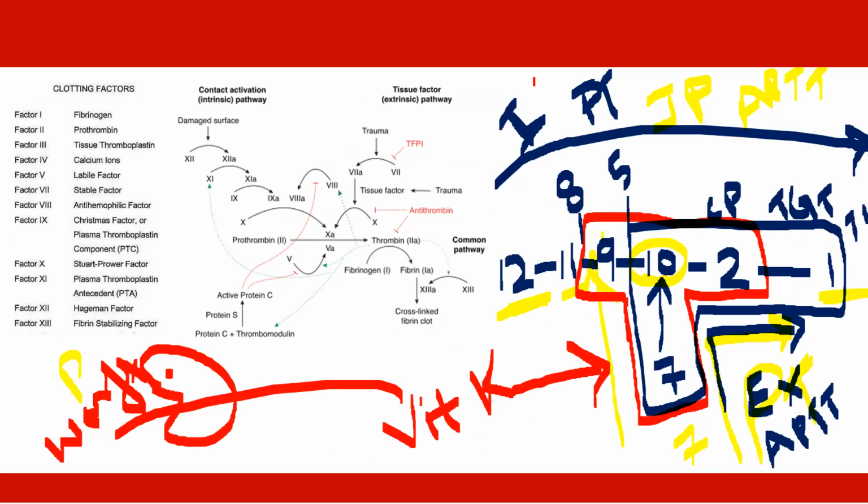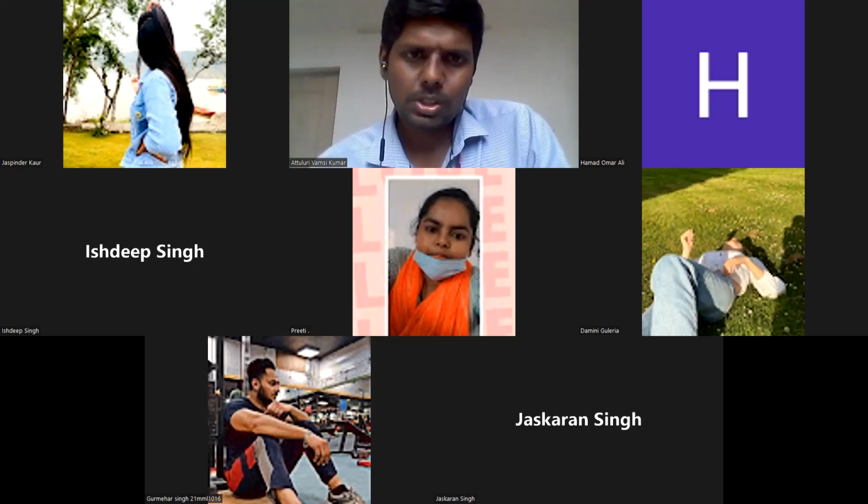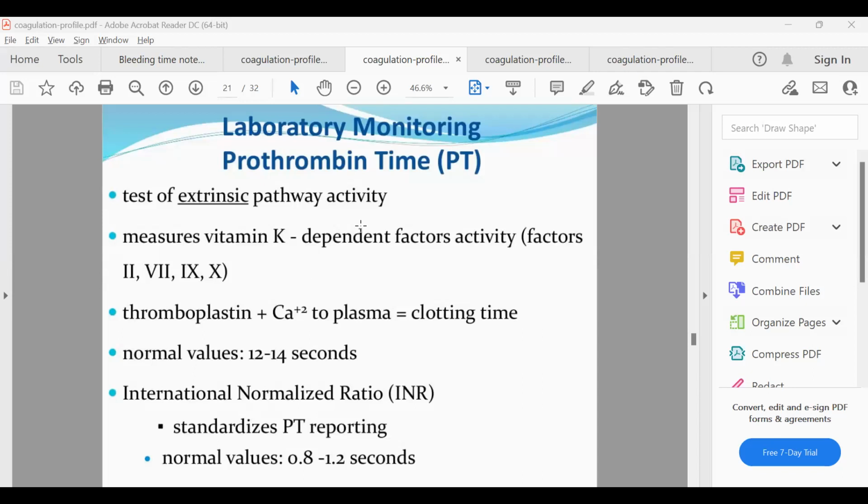Now let me go to these notes. So, extrinsic pathway: prothrombin time is for extrinsic pathway activity. Most importantly, this prothrombin time will see vitamin K dependent factors. So what are the vitamin K dependent factors? 7, 9, 10, and 2, as we saw in the T shape.